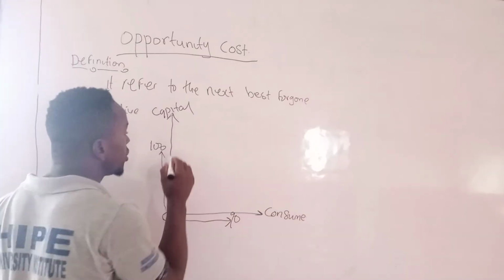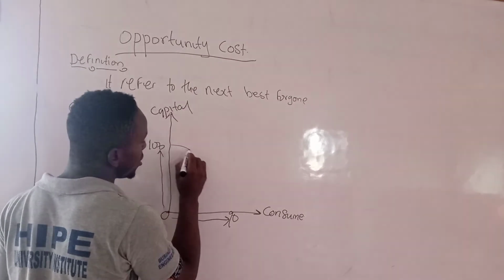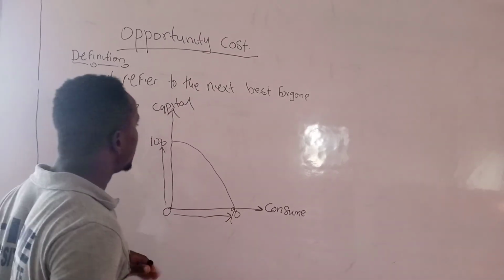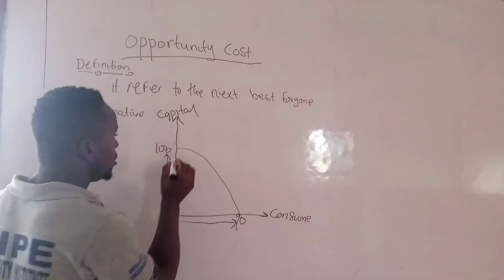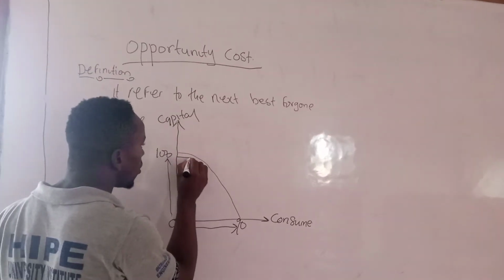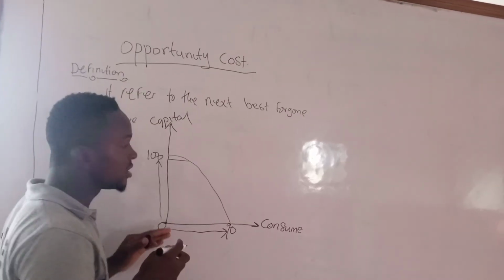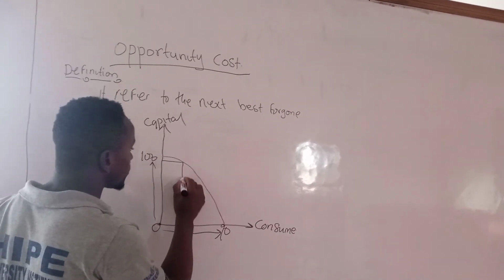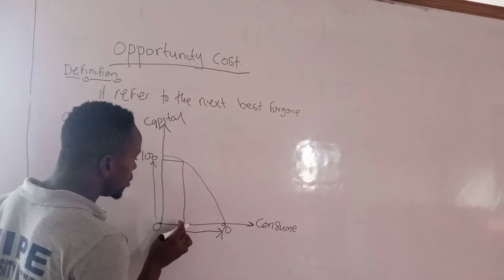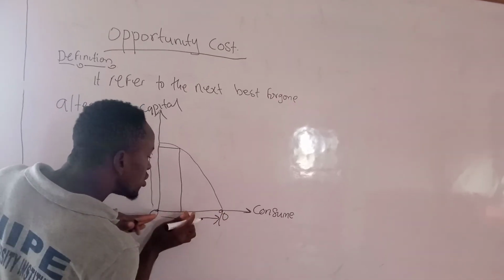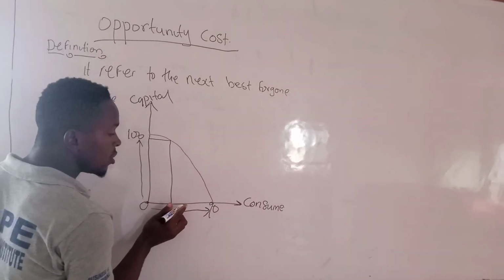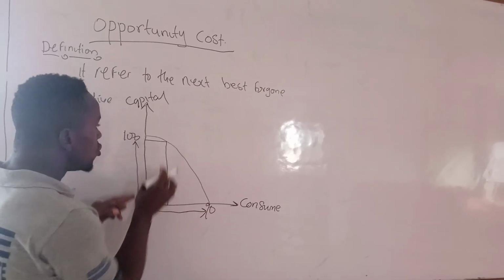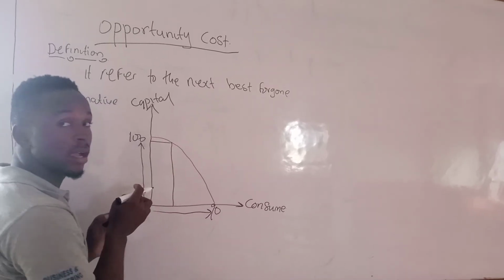Now let's demonstrate it. Let's draw a concave line of this nature. Now let's say the country used this number of resources in the production of capital goods. You see that it is going to forgo this number of consumer goods to produce this number of capital goods.